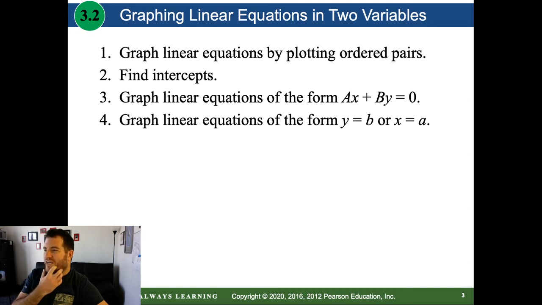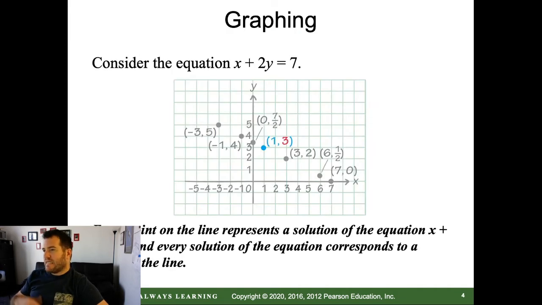About linear equations by plotting ordered pairs. We're going to find the intercepts, and then we're also going to graph lines of the form ax plus by equals c, which is what I use the intercepts for, and I'll show you here in a second what that means. And then we're also going to talk about linear equations in the form of y equals a number or x equals a number.